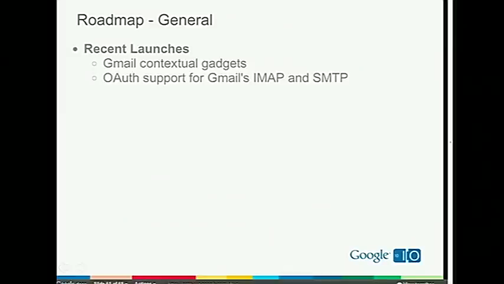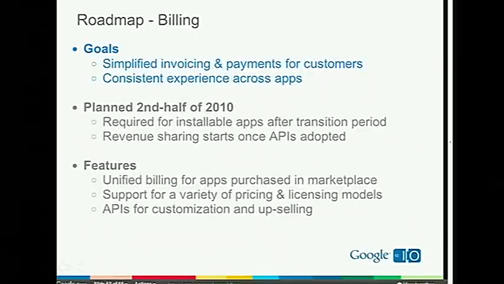We have the Gmail contextual gadgets, just launched yesterday, as we mentioned. OAuth support for Gmail's IMAP and SMTP services launched a couple months ago, and it's a great way to get access to email, whether approved by the individual user or approved by the domain administrator. You can use the standard IMAP and SMTP protocols for that access. And as you heard today, the launch of Wave for Google Apps, and there's some developer opportunities available there as well. So the big thing on the roadmap are the billing APIs.